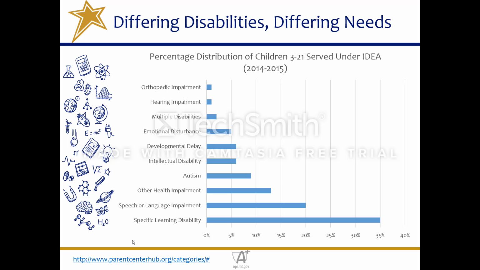The third largest group, other health impairment, means having limited strength, vitality, or alertness, including a heightened alertness to environmental stimuli that results in limited alertness with respect to the educational environment. These are due to chronic or acute health problems like asthma and ADD or ADHD, diabetes, and other diseases.